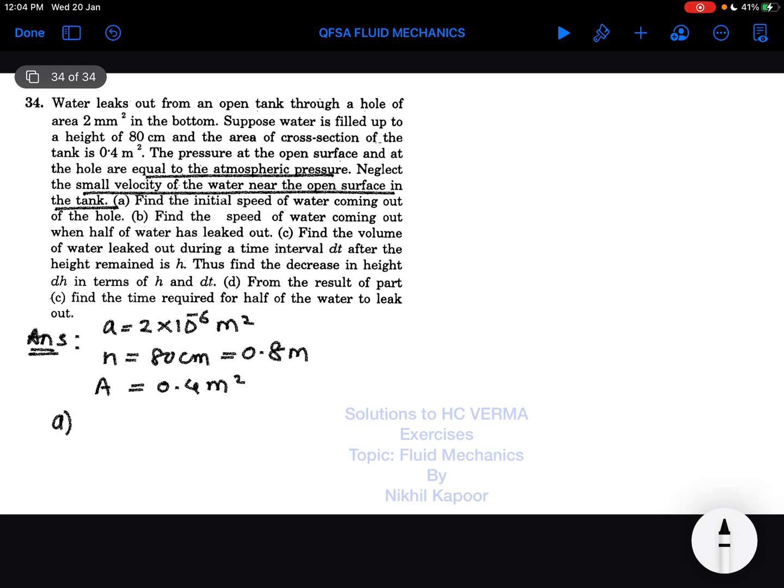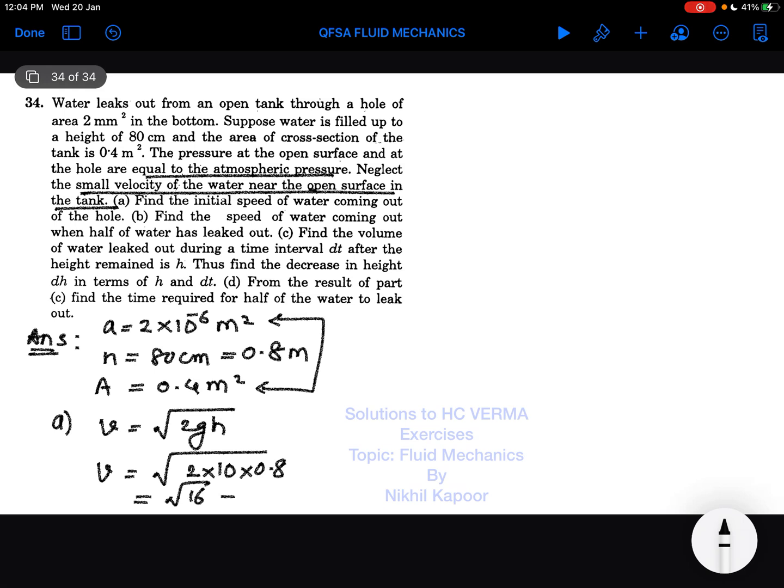So by Torricelli theorem we can say that the speed of water coming from the hole will be under root 2gh, as there is a large difference between the areas. And also it is said here in the underlined part, the small velocity of water near the open surface is to be neglected. So the speed comes out to be 2 into 10 into 0.8, that is 16. So the root of 16 becomes 4 meter per second.